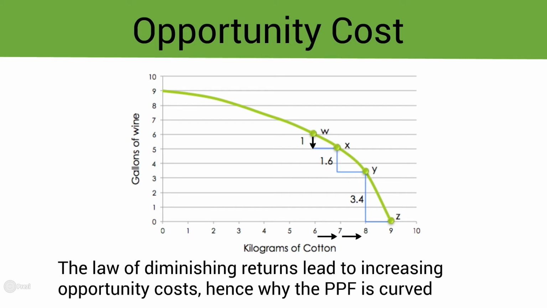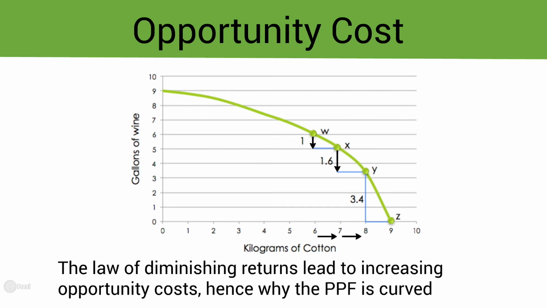We can see from the diagram that at point X, 5 gallons of wine was produced, and at point Y, around 3.4 gallons of wine was produced, which means that the opportunity cost is 1.6 gallons of wine, which is greater than it was when we moved from W to X. So the opportunity cost has increased.